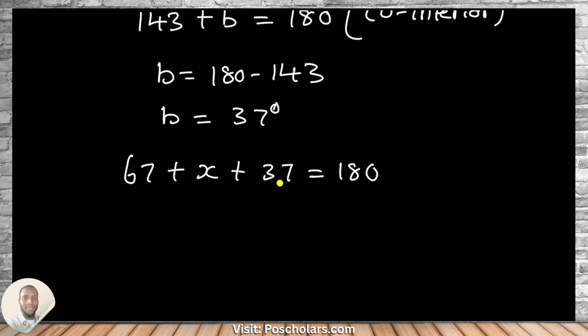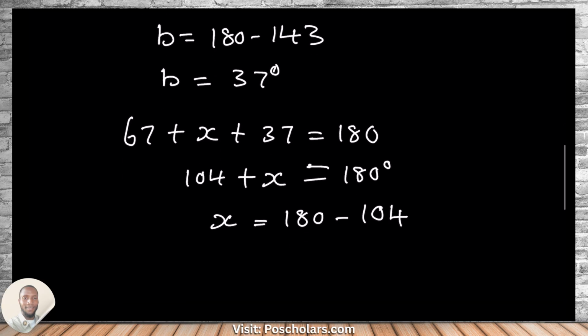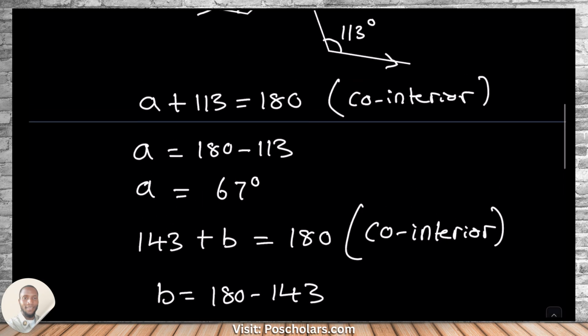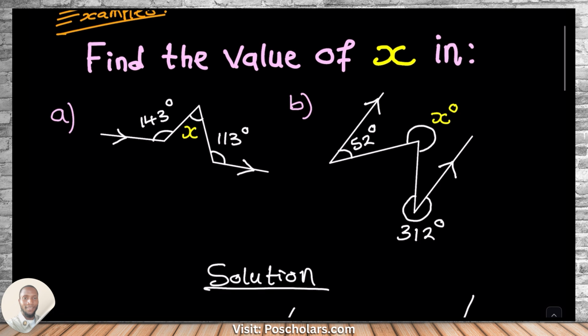Now we do that step by step. We add 67 and 37. When we add 67 and 37, we have 104 plus x equals 180 degrees. Then to find the value of x, we simply subtract 104 from both sides. And when you do that, you have x equal to 180 minus 104. And when you subtract, you have that x is equal to 76 degrees. So we have gotten the value of x for the first question. The value of x is 76 degrees. Now we'll move on to the second question, but before I do that, let me draw the diagram.